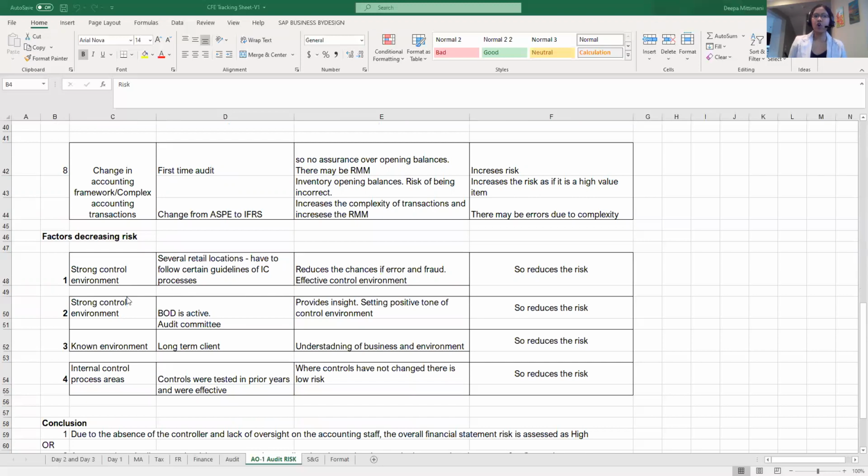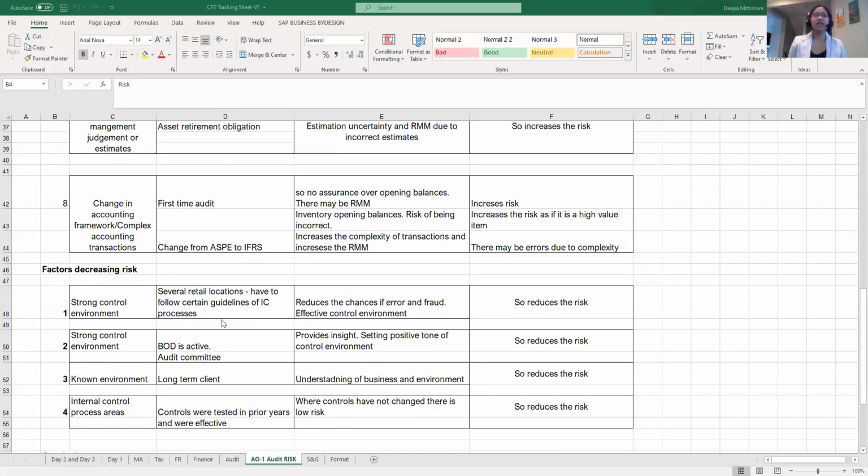Usually they fall into the strong control environment, like there is very strong internal control in the various retail locations where the processes are very standardized, and it reduces the chances of error or fraud being committed, and it is a very effective control environment. And then again, the so what: it reduces the risk. Then another example of strong control environment is the board of directors is very active, or the owner manager who is the majority shareholder is very active and very much involved in the business, so they provide insight and set the positive tone.